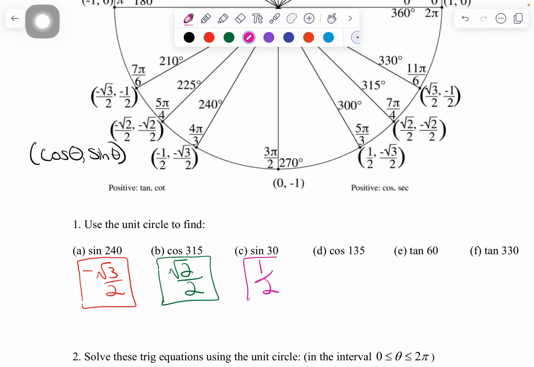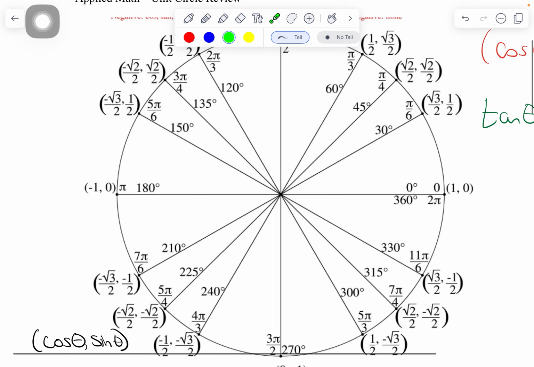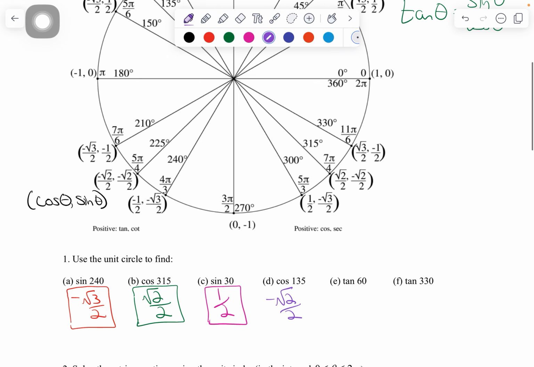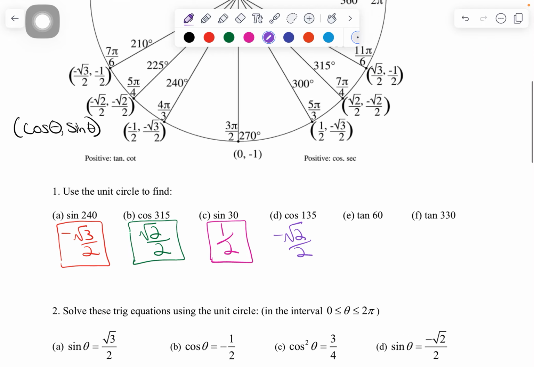All right. Let's see, cosine of 135. So I'm going to go up to 135. Here's 135. And cosine is the x value. So it's the first value right here. So negative root 2 over 2. So cosine 135, negative, whoops, I think I said root 2 over 2. I'm going to double check that one. Yep, there we go. I did get it right.